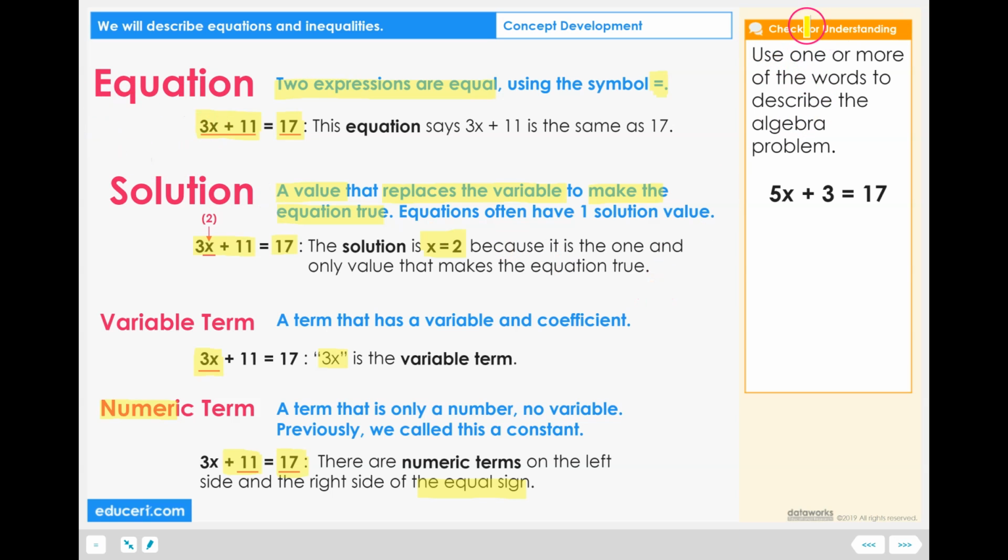So we have these four new words and phrases. Let's check for understanding. Use one or more of the words to describe the algebra problem. And here's the problem right here. I'll give you a moment to describe it.